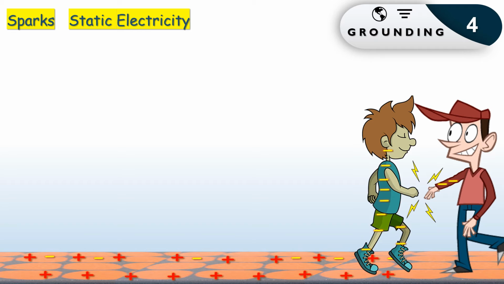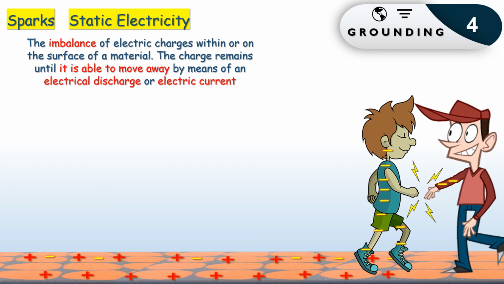And for those charges to be released, they have to be discharged whenever they get the chance to, such as the handshake over here. So the definition of static electricity is basically the imbalance of electric charges within or on the surface of a material. Those charges will remain until they are able to move away by means of electric discharge, as in this example, or what we will study later, electric current.